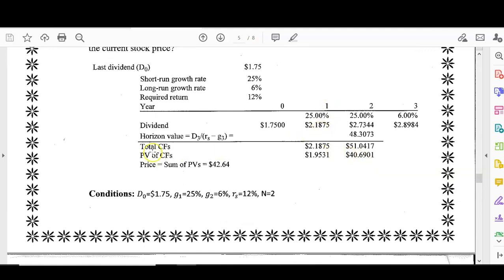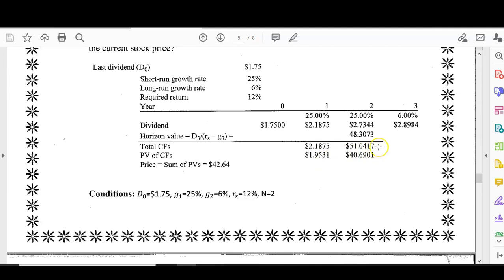for time 1, the total cash flow is D1, 2.1875. For time 2, the total cash flow is 2.7344 plus 48.373, so it's 51.0417. It's D2 plus P2. To get the present value of these two cash flows, we take 2.1875 divided by 1 plus 12%, so we have 1.9531. We can discount them manually if we do not use the cash flow function.